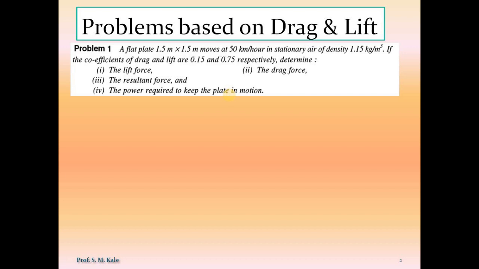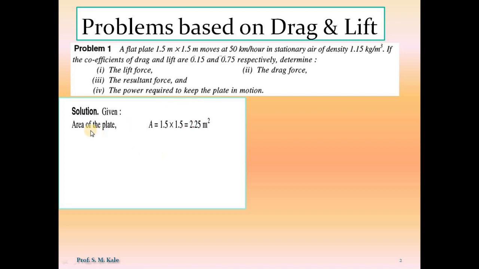So here in the problem they have mentioned that there is one flat plate which is having the area as 1.5 meter into 1.5 meter. That flat plate is moving with a uniform velocity of 50 km per hour, and that plate is moving in air having density of 1.15 kg per meter cube, and they have mentioned the coefficient of drag and lift, that is nothing but the value of CD and value of CL. CD is equal to 0.15, CL is equal to 0.75, and we have to find out this quantity. So first of all we will write down the given data.